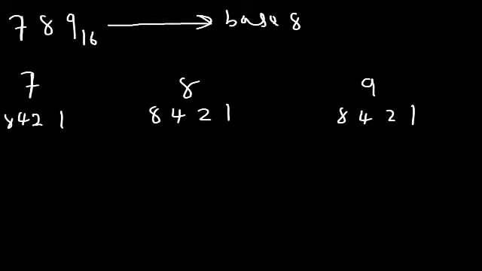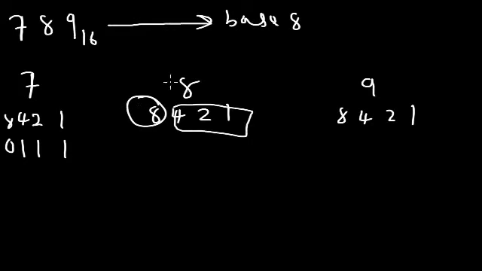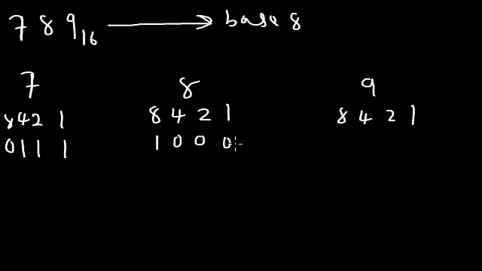If that takes place, then you have to do something. It turns out that for 7, 4 plus 2 plus 1 will result in 7. So you turn them to 1, 1, 1, and the one that is not included, which is 8, you turn to 0. What about 8? Only 8 can result in 8. If we add any other digits, either 4, 2, or 1, the result will be more than 8. So only 8 will be given 1, others will be 0.